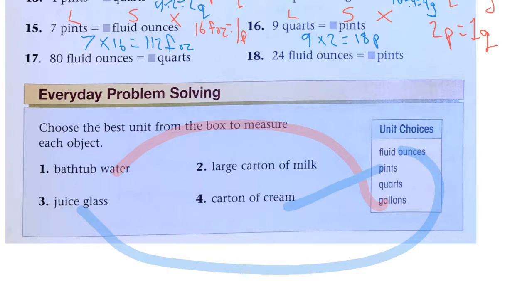And milk is sometimes sold by the half gallon. You usually get a half gallon of milk. A large carton of milk is probably 1 gallon. The big ones are 1 gallon. So those quarts and pints are pretty similar since it takes 2 pints to make 1 quart. So those sometimes can be used interchangeably.